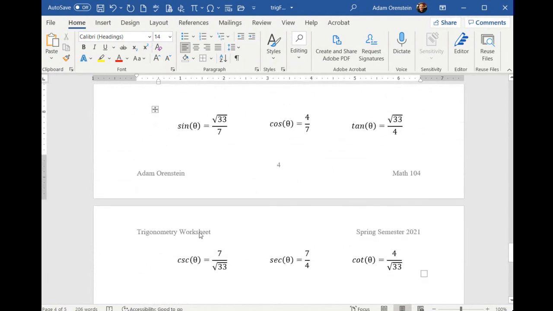And then for the other ones, it's easy. Cosecant we know is 1 over sine, so you just invert this. Secant's 1 over cosine, that was given actually. Cotangent's 1 over tangent, which is this inverted. Okay?